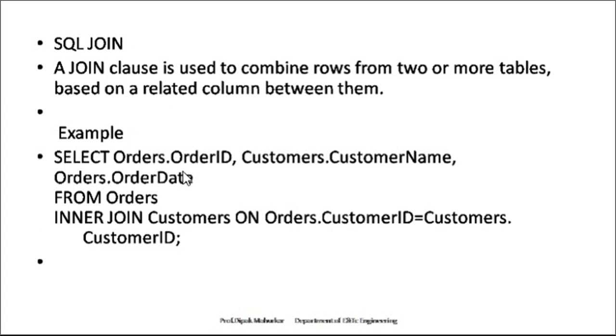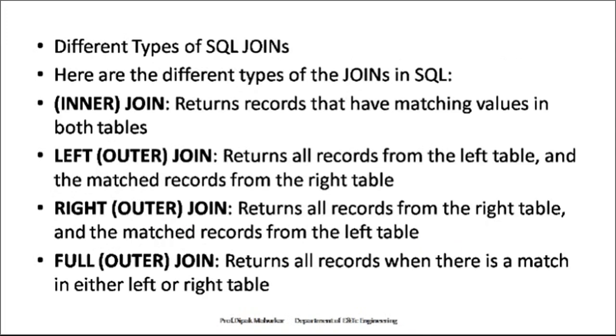Example: select order.orderID, customer.customerName, order.orderDate from order inner join customer on order.customerID equals customer.customerID. Okay, so these are different types of SQL joining.